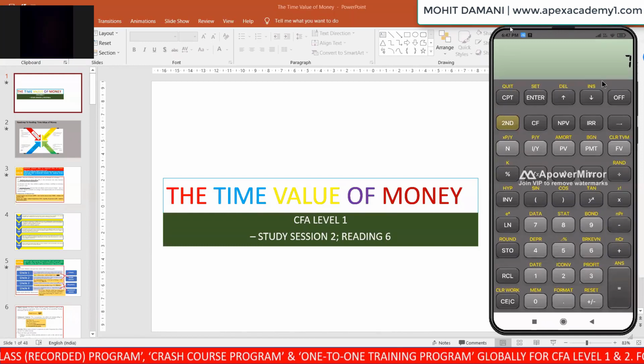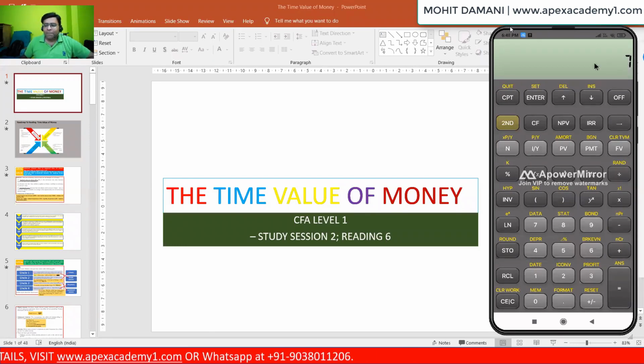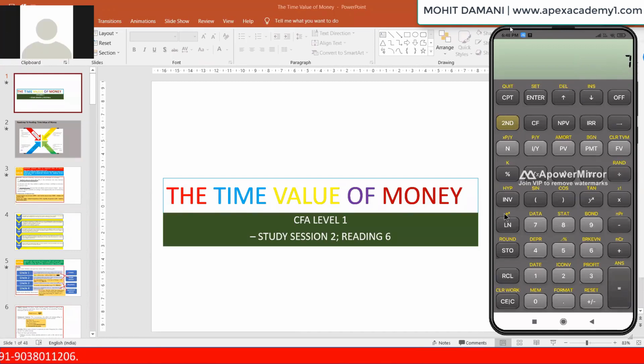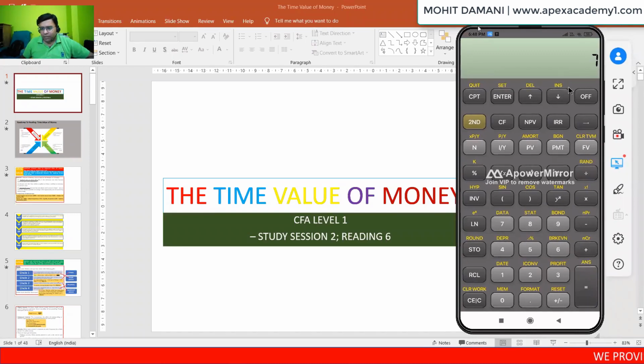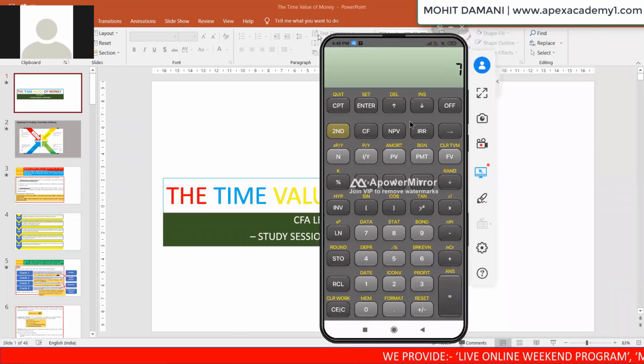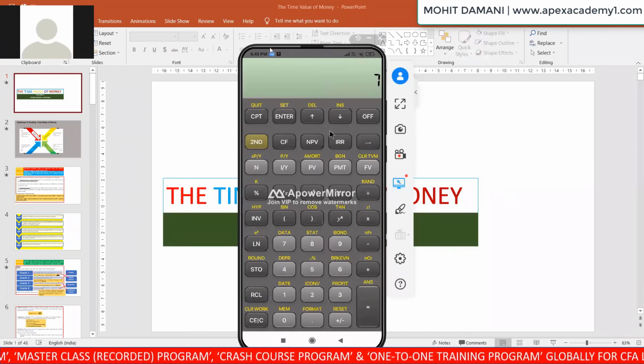Sir, could you shift the calculator a little to the left hand side? Yeah, I have done that. Now you can see it. Okay, if I press 7, you will be able to see the 7. Sir, you need to shift the calculator completely left. Completely left. Is it not visible till here? Is this fine? Okay. Yes, this is fine, right? Thank you. That's fine.